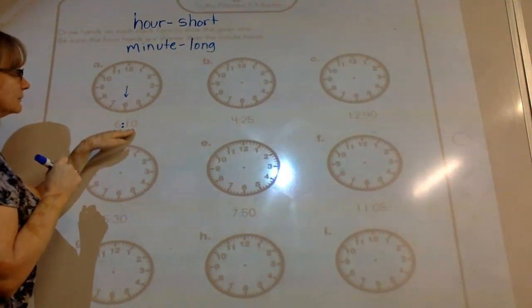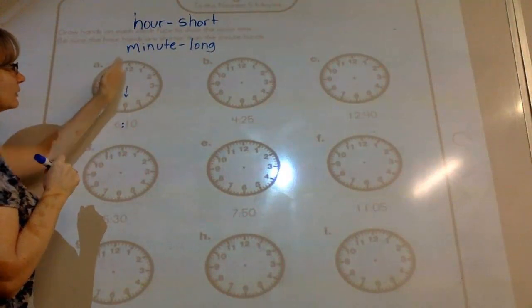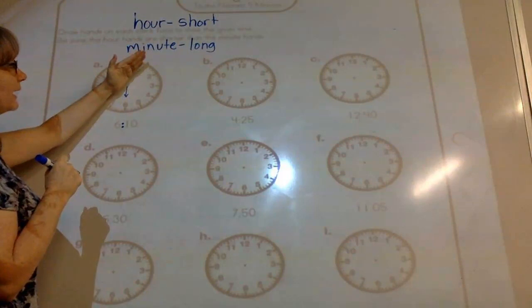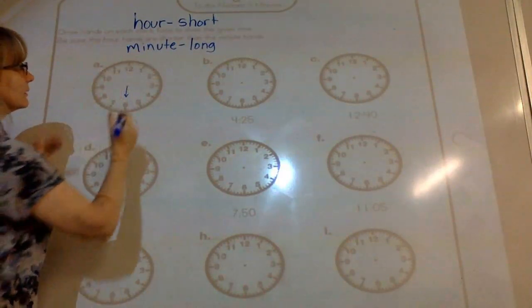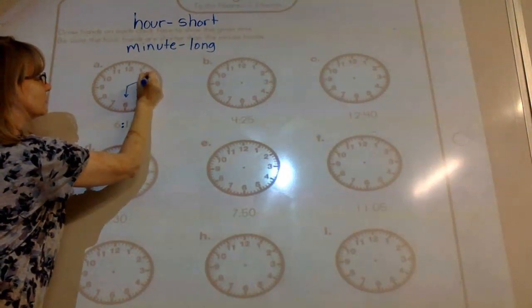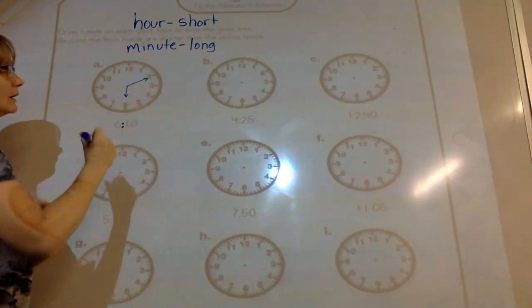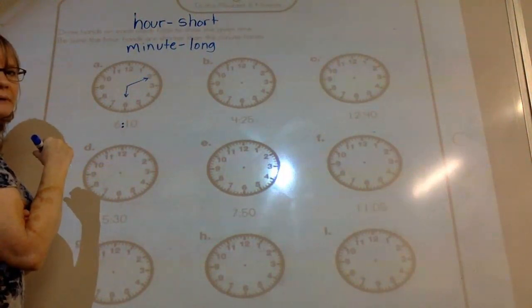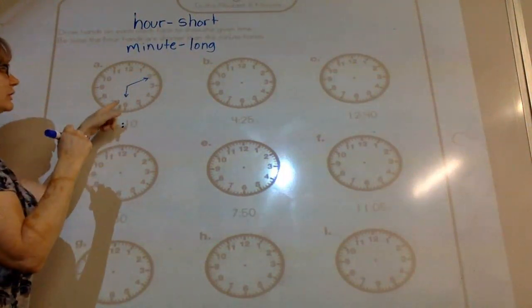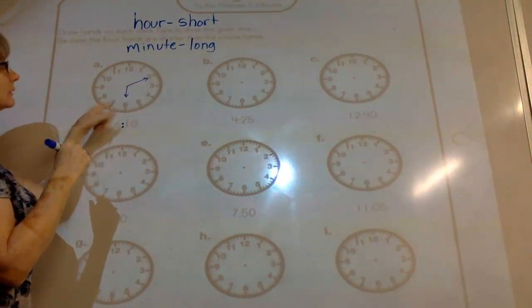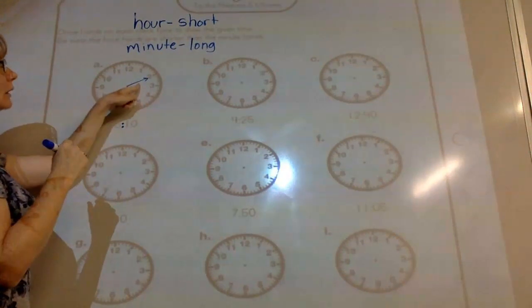Now 10, counting minutes, if this is 6 o'clock, 05, 10. I'm going to the 2 because that's where the 10 is when you're talking minutes. And I'm going to make my arrow go all the way to the 2. Right on. This is 6:10. Short for the hour, long for the minute.